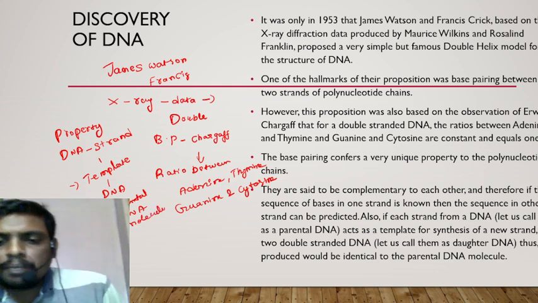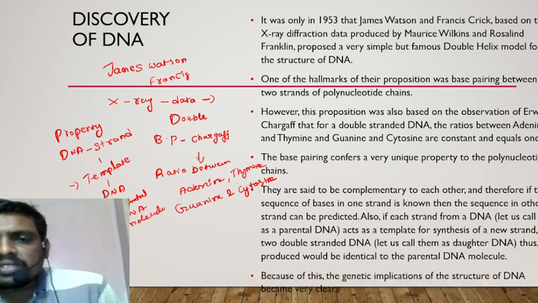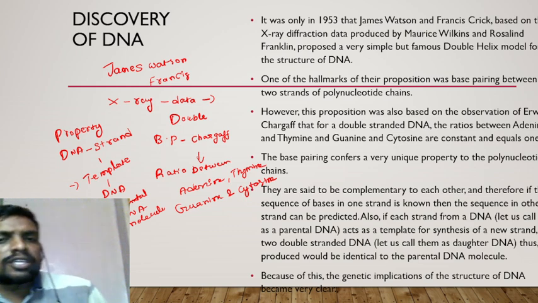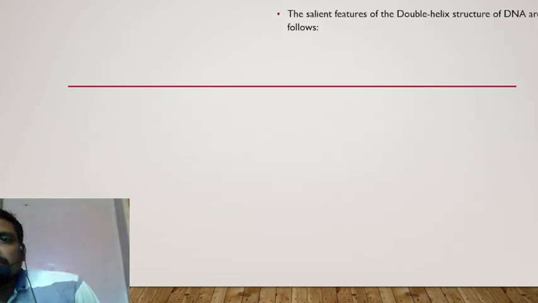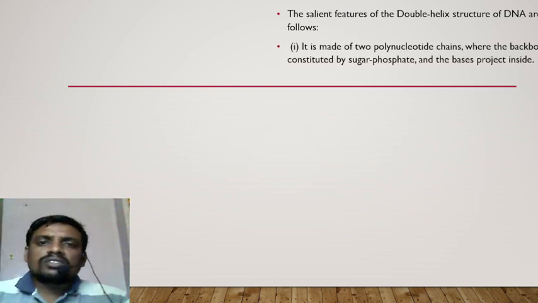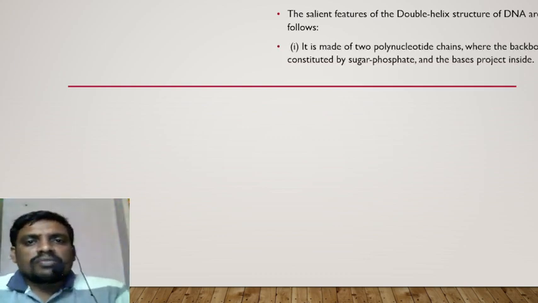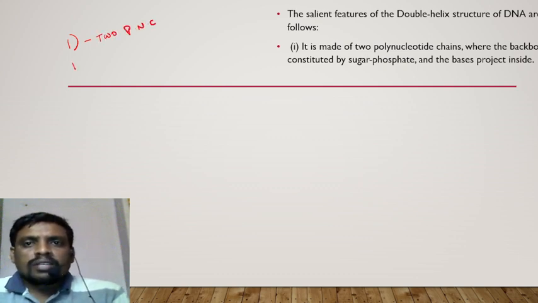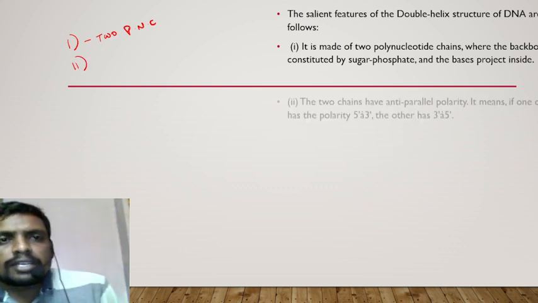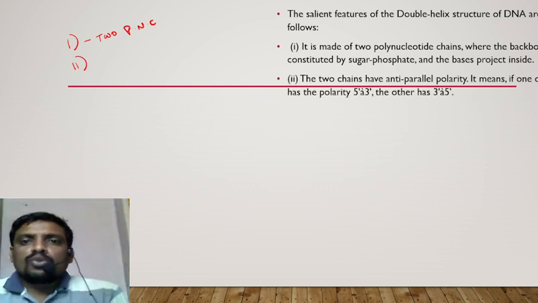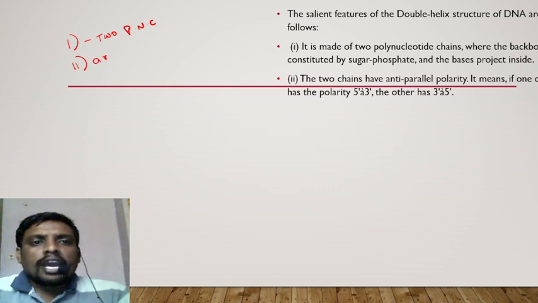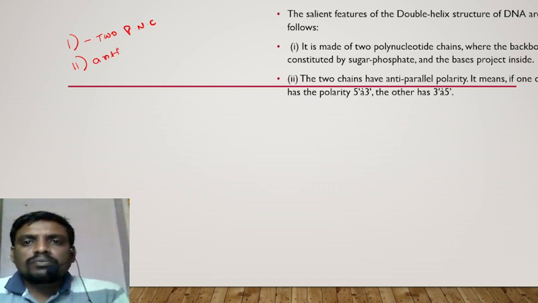Because of this, the genetic implication of the structure of DNA becomes very clear. The salient features of the double helical structure of DNA, what are they? First one, it is made up of two polynucleotide chains. Second point, they act as a backbone of the DNA. Two main chains have an anti-parallel condition. Their polarity, especially their arrangement, their polarity is anti-parallel.